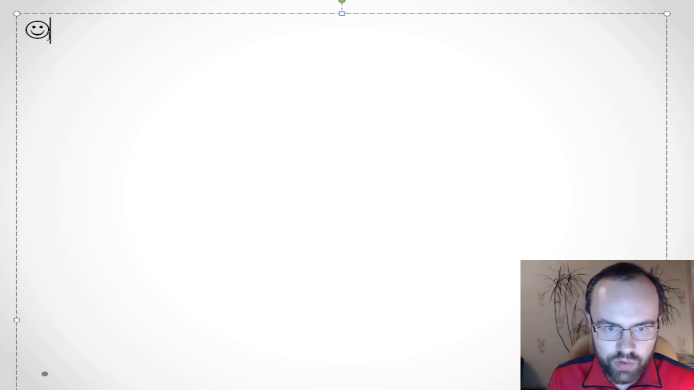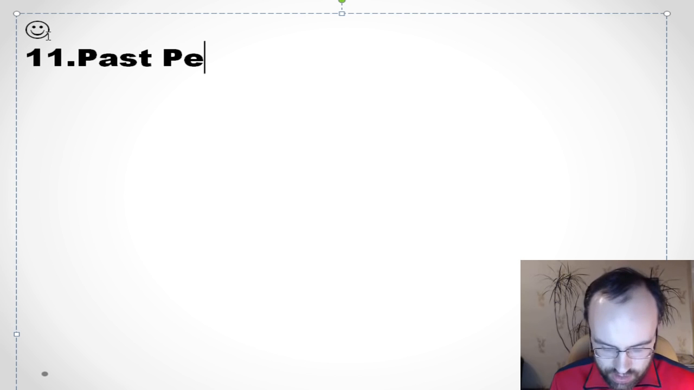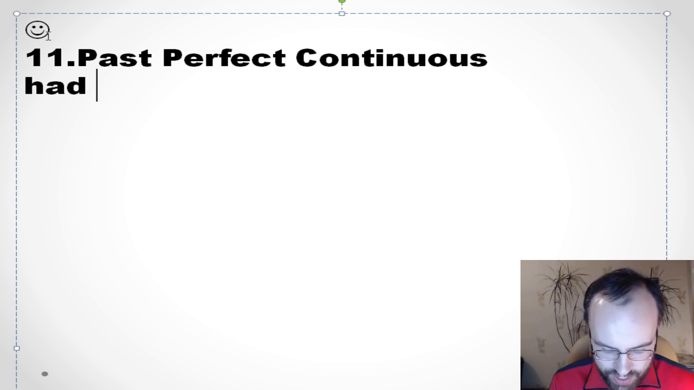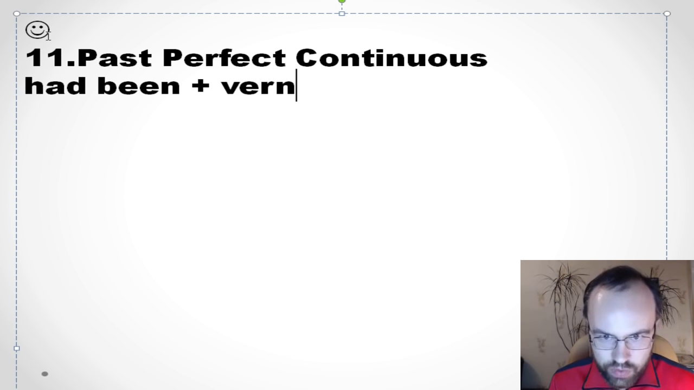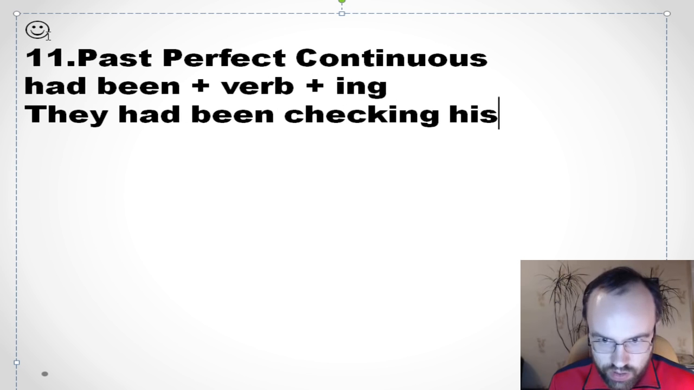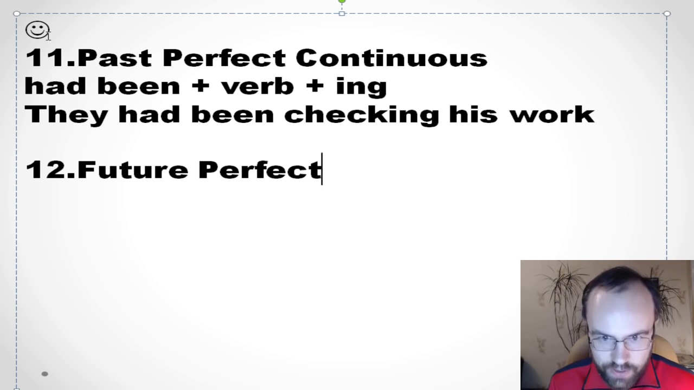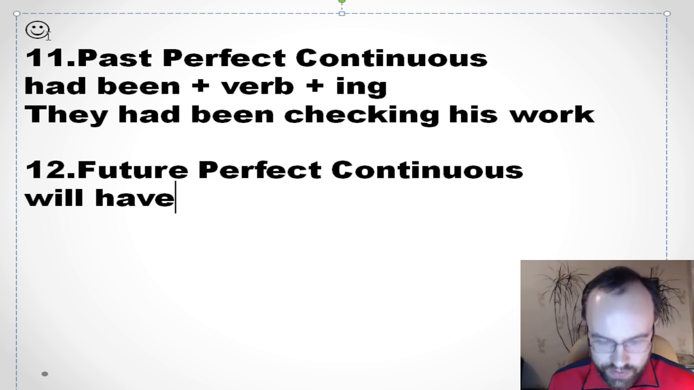Okay, and two more important tenses, we call it past perfect continuous. So we form it had been plus verb plus ing. So they had been checking his work. We mostly use it in complex sentences. And future perfect continuous, this tense isn't so common, but anyway, you just need to know this structure.